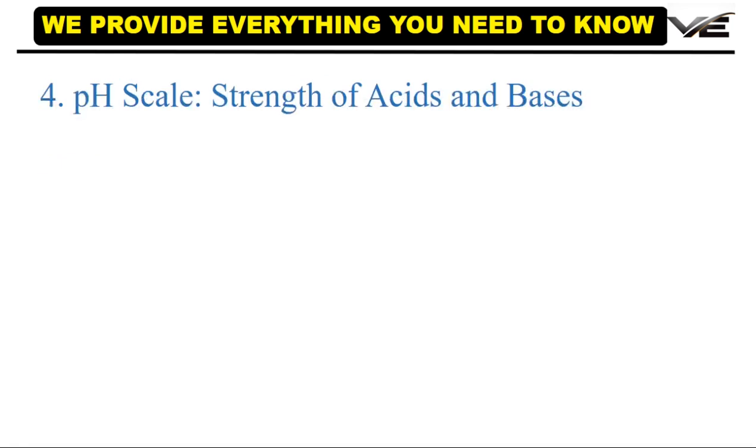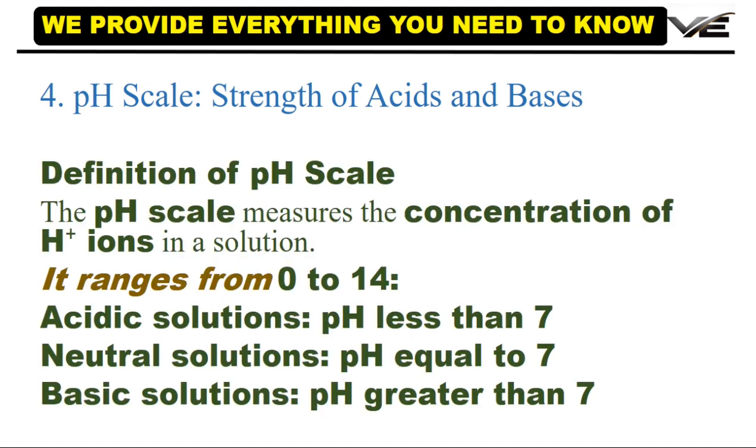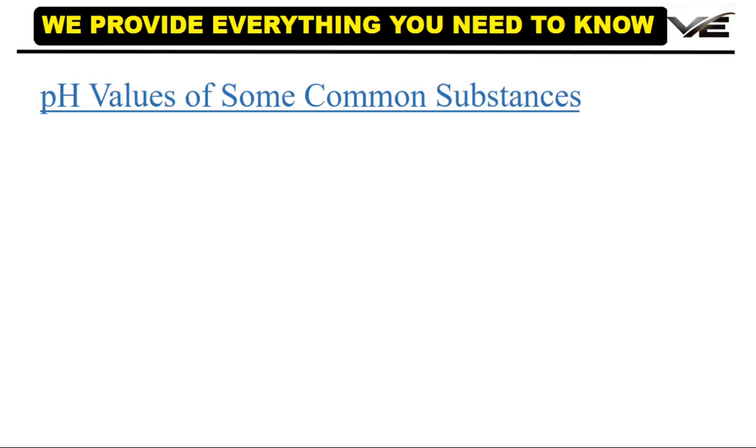pH scale, strength of acids and bases. The pH scale measures the concentration of hydrogen positive ions in a solution. It ranges from 0 to 14. Acidic solution: pH less than 7. Neutral solution: pH equal to 7. Basic solution: pH greater than 7.